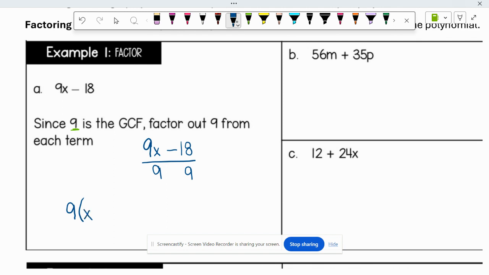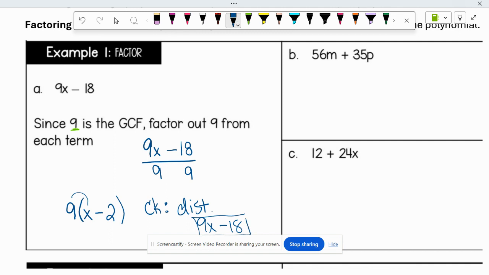What is negative 18 divided by 9? Negative 2. We could check by using distribution. If I took 9 times x, I would get 9x. If I took 9 times negative 2, I get negative 18.